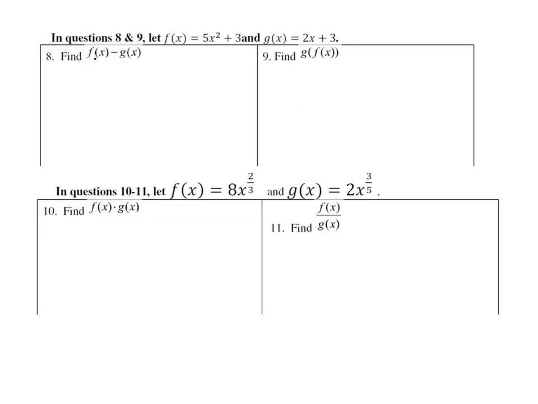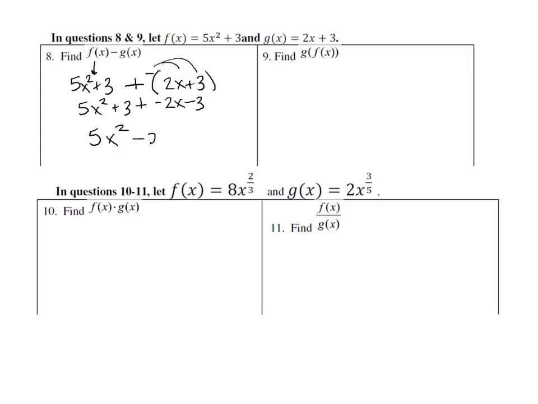This is saying take your f and subtract your g. Well, your f is 5x squared plus 3 minus your g. Since it's more than one term, we need to put parentheses around it. We're going to change the minus to plus the opposite, which means the opposite sign has to go to everything inside. And now we just add our like terms up. And this 3 and this minus 3 will cancel.